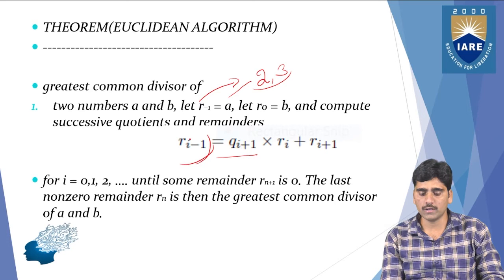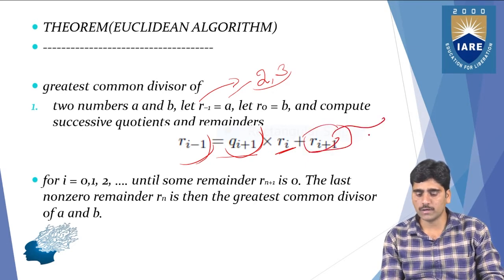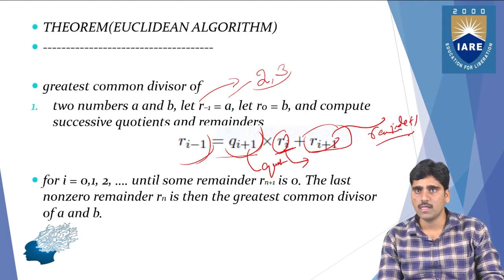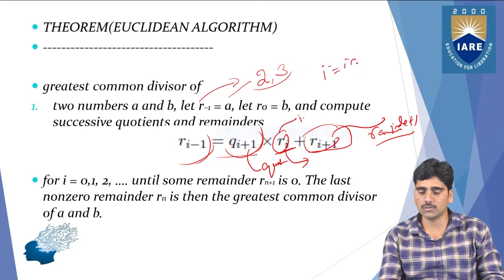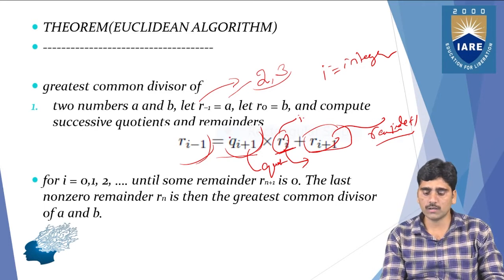The successive quotients and remainders look like this formula: R i minus 1 equals Q i plus 1 into R i plus R i plus 1. Here R is a remainder, Q is the quotient, and R i plus 1 is also a remainder. I indicates a positive integer. Q i plus 1 is the quotient. Suppose the quotient is 2, and the value of Q i plus 1 is 3; like that you can write.